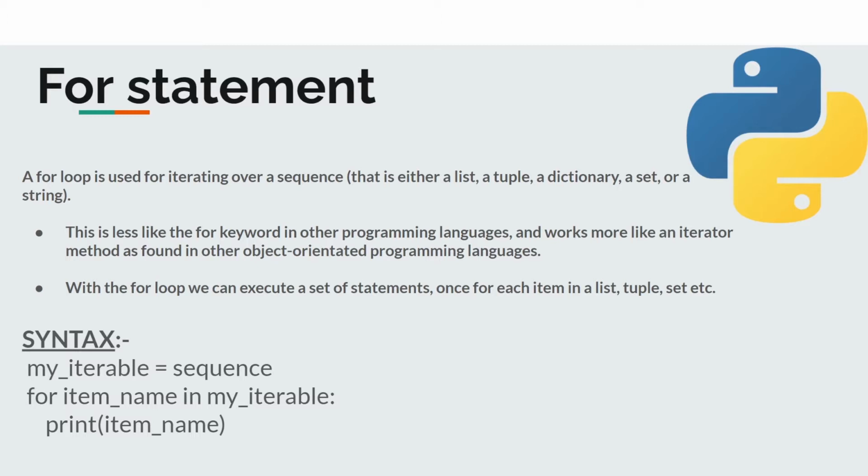With the help of the for loop, we can execute a set of statements, one for each item in a list, tuple, set, string, etc. So here we can see the syntax for the for loop. My iterable will be equal to the sequence. A sequence can be a list, a tuple, a dictionary, a set, or a string. Then next we have for item name in my iterable, then colon. On the next line you have to provide an indentation. This indentation is applicable for all the control loop statements, and then write print item name.